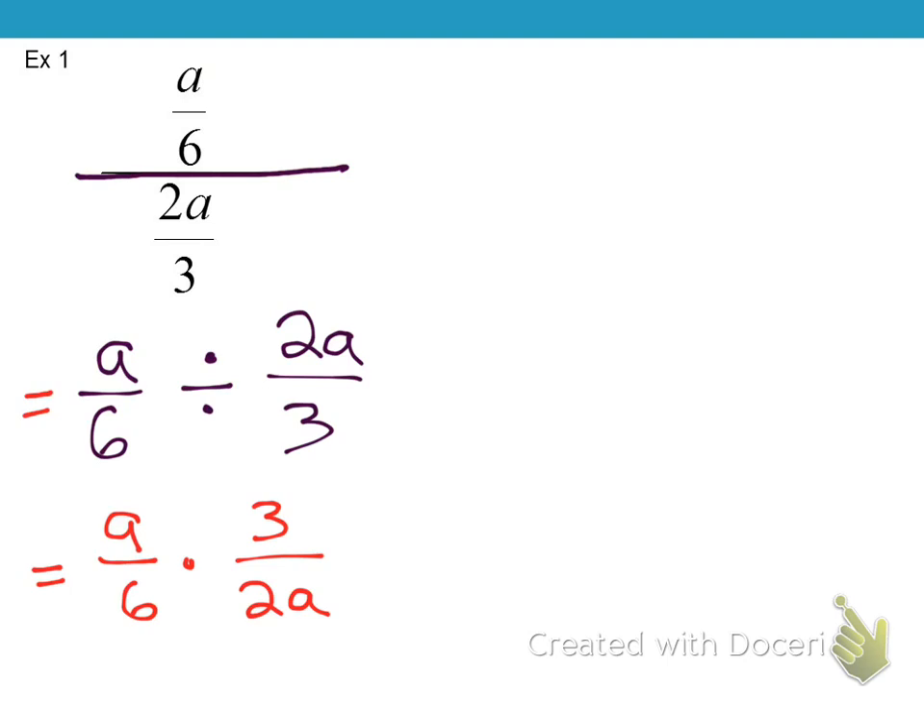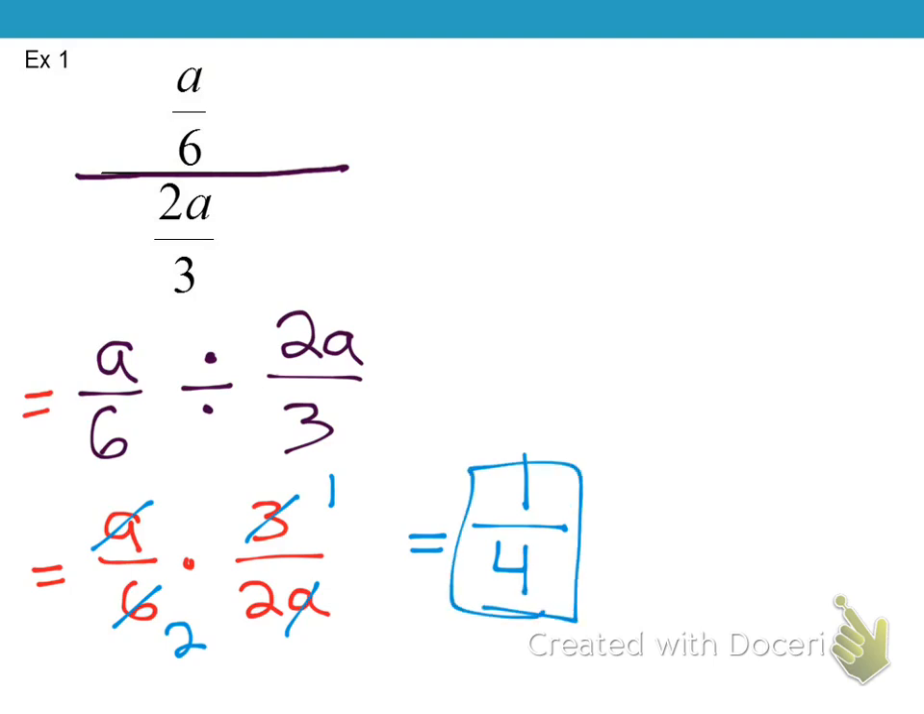All right, can we do any cross-canceling? The 3 and the 6 can become a 1 and a 2. The a and the a. So we are left with just a 1 in our numerator and 2 times 2 in our denominator. 2 times 2 is 4. All right, that is example 1. What are your questions?